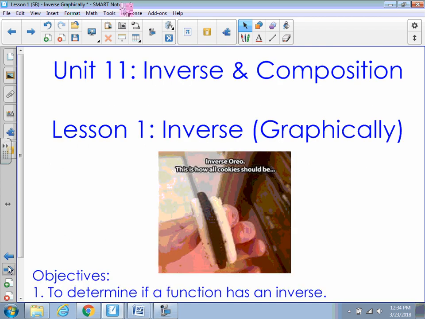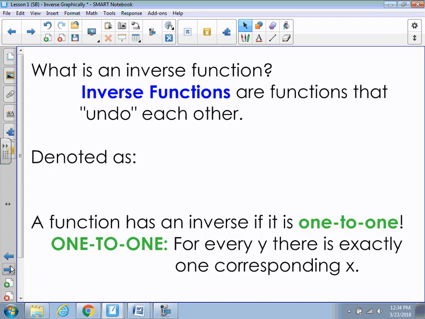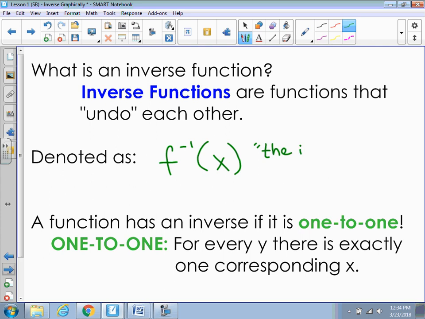So our next unit is going to be on finding the inverse and the composition of functions. So today we're going to focus on finding the inverse graphically. All right. So first question is, what is an inverse? Inverse functions are functions that undo each other, and they're denoted as f to the negative 1 of x. That's going to be read as the inverse of f.